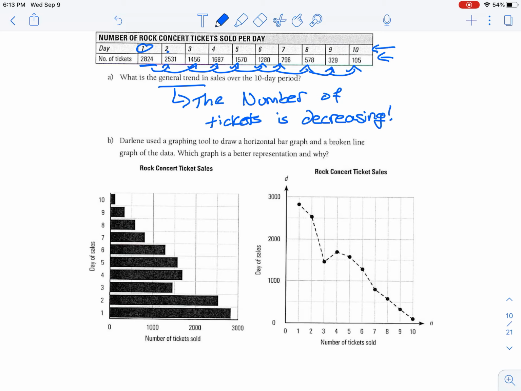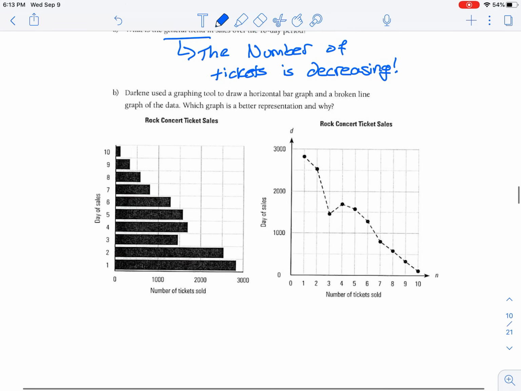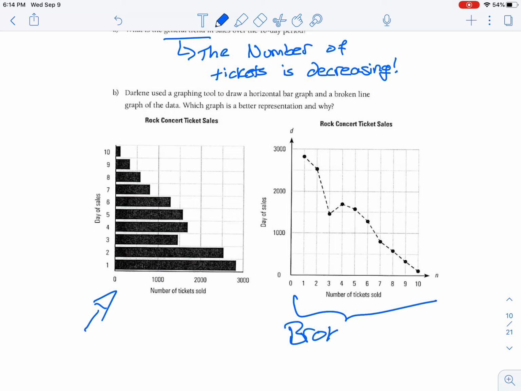Now, as long as you give me a good explanation and you properly give reason behind your reason, I'm usually pretty nice about marking these. You could technically make an argument for these guys. Why could you do that? You could make an argument because you can't really have a fraction of the number of tickets. You can't sell 1.1 ticket. That being said, I would probably go with the broken line graph.